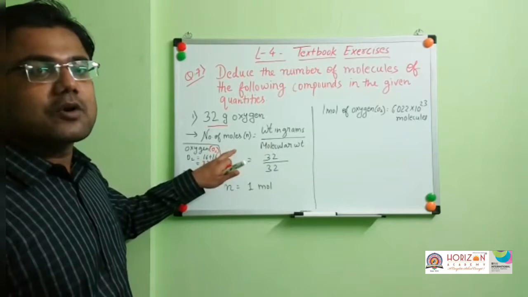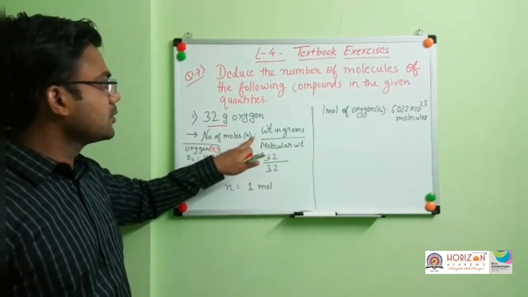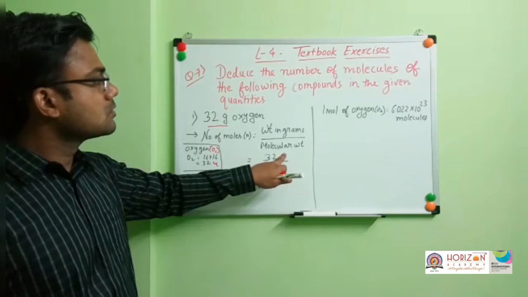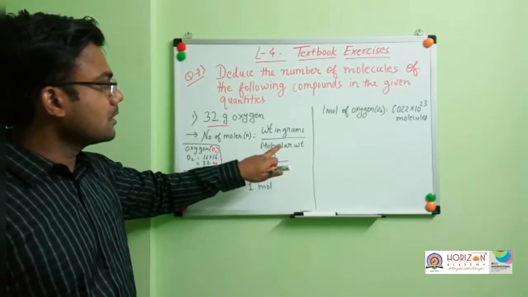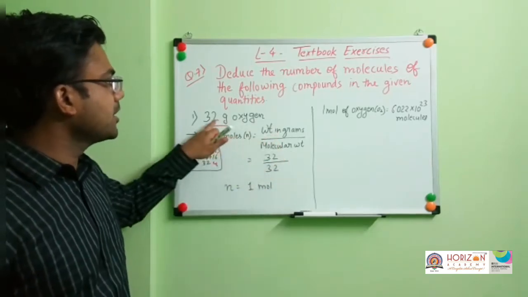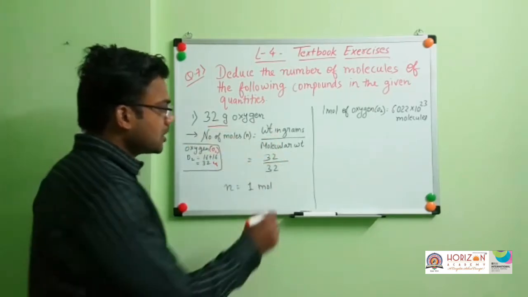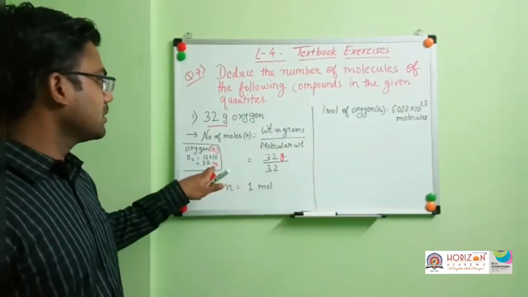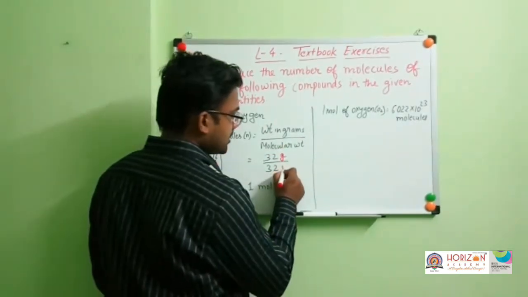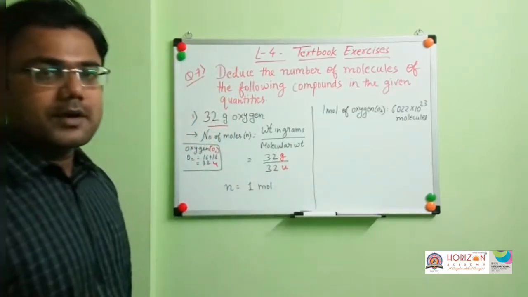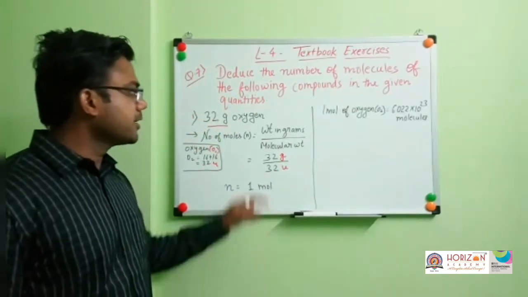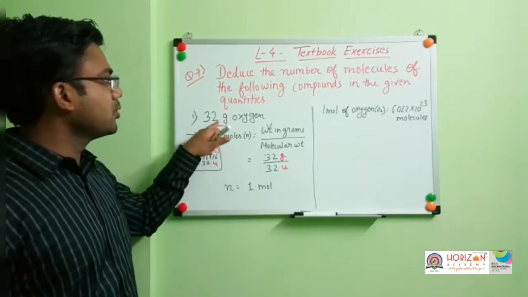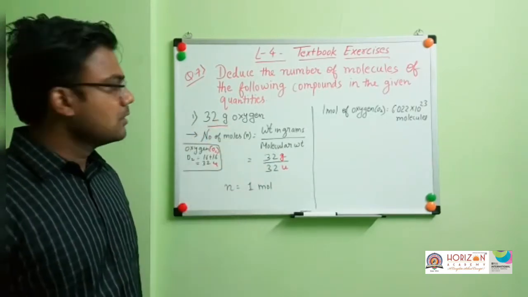So what is the formula for number of moles? N is equal to weight in grams upon molecular weight. So here simply weight in grams is given as 32, put the value 32 grams, and molecular weight is 32 units, means it is unified mass. Okay, now 32 divided by 32, simple, 1 mole. So the number of moles present in 32 gram of oxygen is 1 mole.